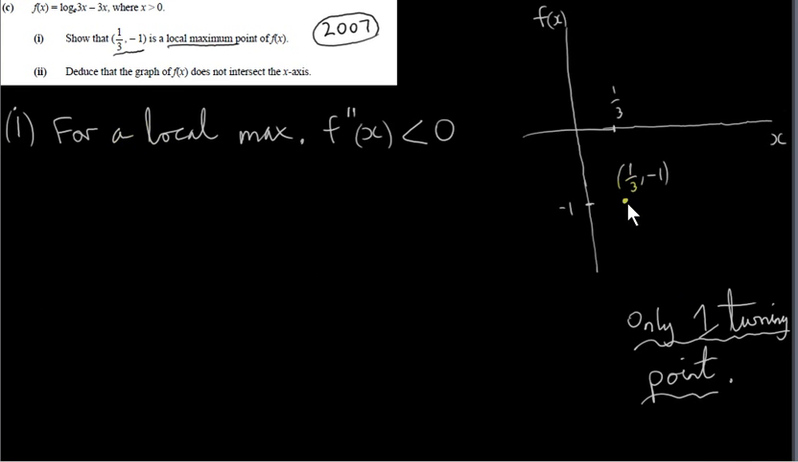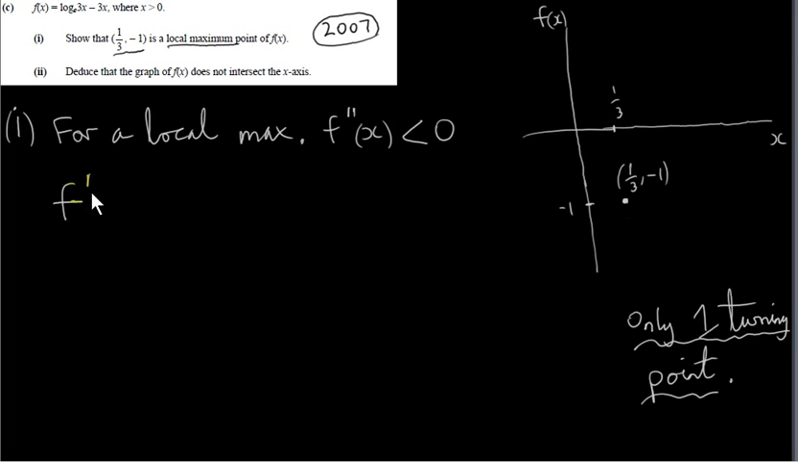One way to show that this point is a local maximum is to look at the second derivative of the function at x equals 1/3. If the second derivative is less than 0, then the point (1/3, -1) is a local maximum.